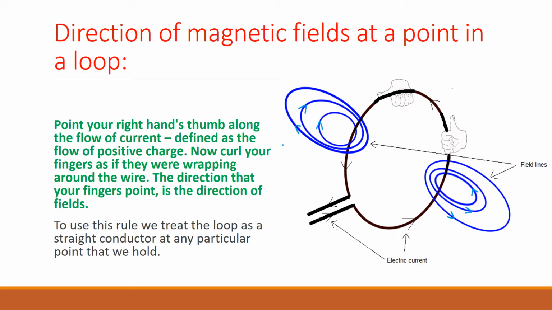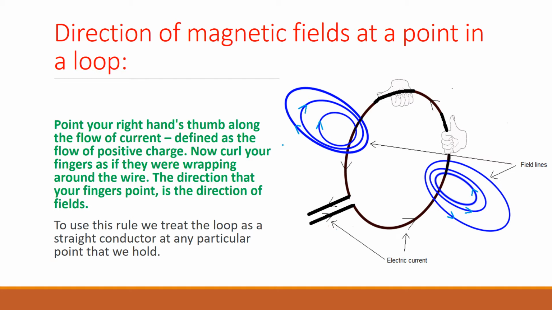Okay, my objective in this slide is to help you determine the direction of magnetic field. I want to tell you what you already know. You already know that magnetic fields are concentric at any point of the loop. But in which direction do they face?